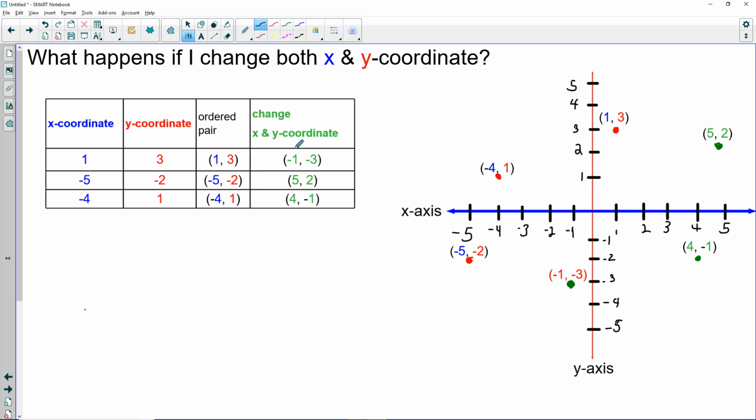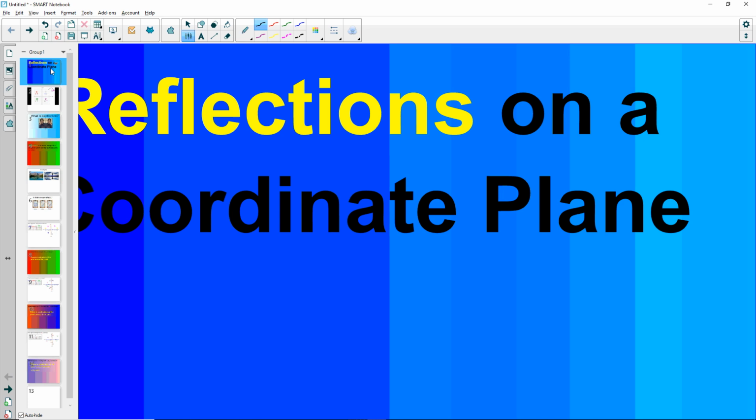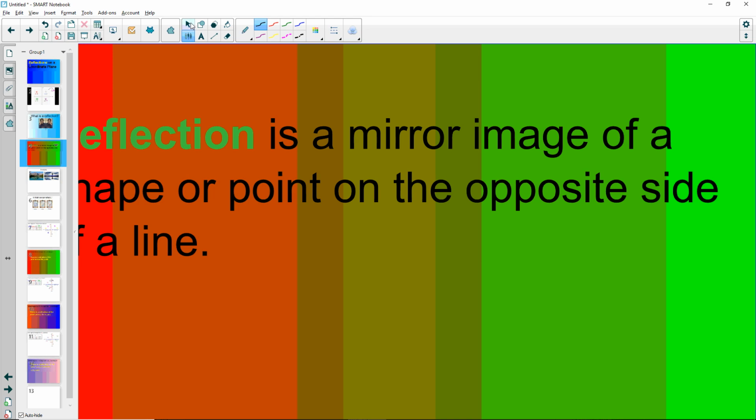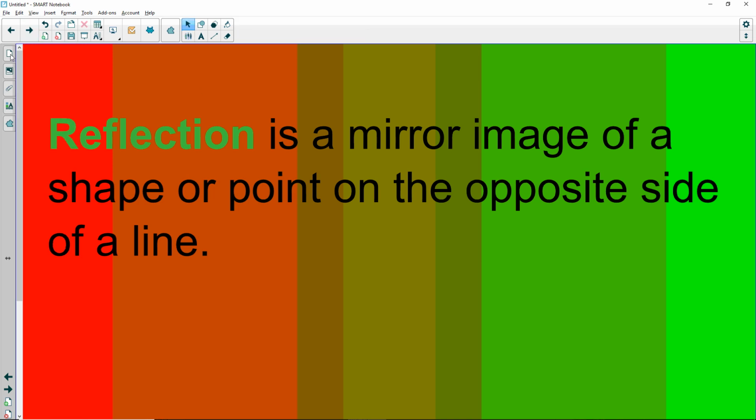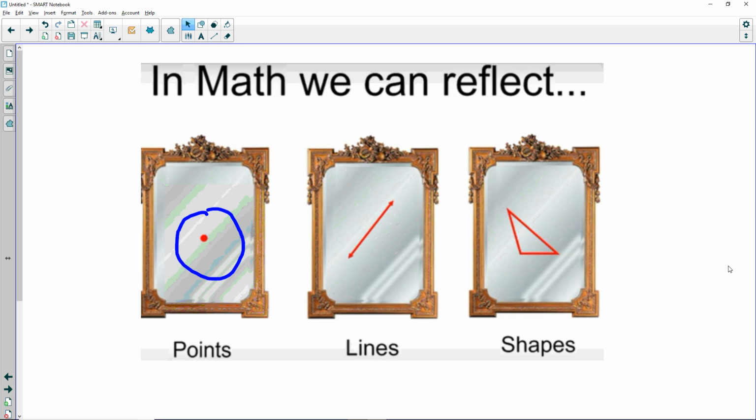So hopefully this lesson was a breeze to learn. I know I went over 3 different actions. What happens when we change the X coordinate, what happens when we change the Y, and then what happens when we change both. So just to review what you should have in your journal, you should have the title. Then you should have the definition of what a reflection is. Next, you should have how do we reflect in math? The 3 ways. We only covered points today.